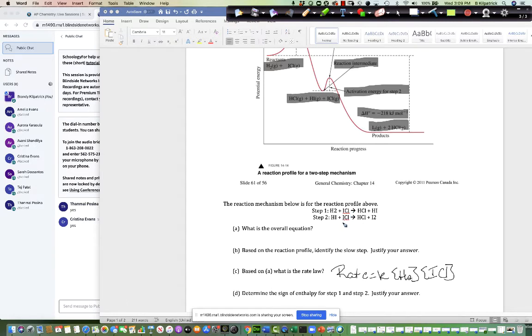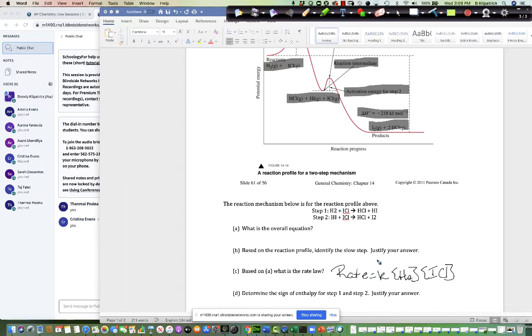Now, it would be different if the second step was the slow step. Then I would have to account for the fact that it shows up in a step before it. But this is the slow step, so it's based on the stoichiometry of that. It's never going to be based on the overall reaction. Okay, so when you look at the mechanism, the slow step gives us the rate law.